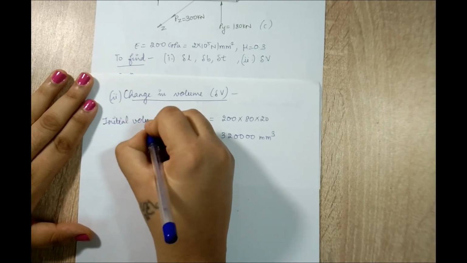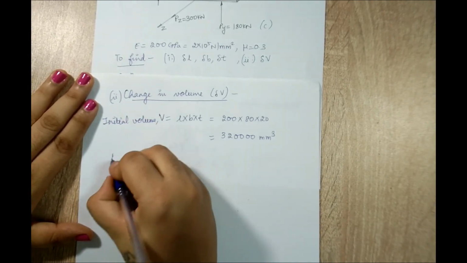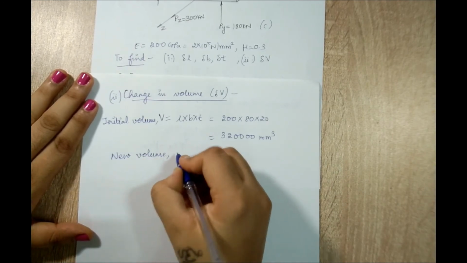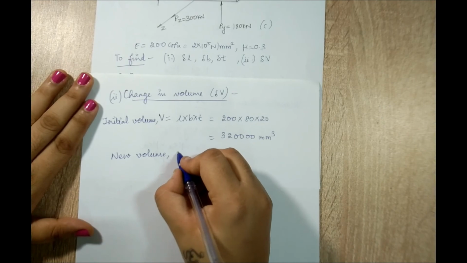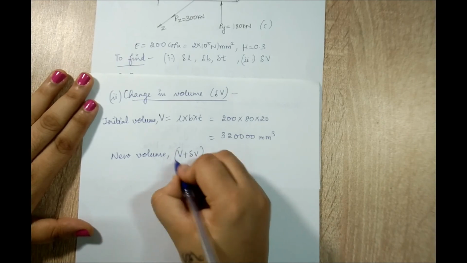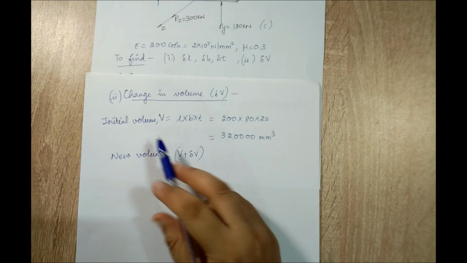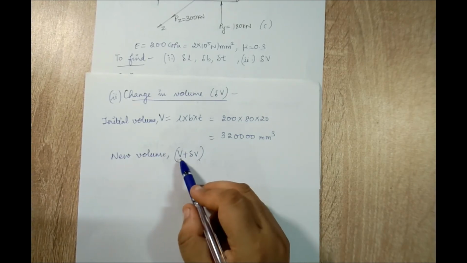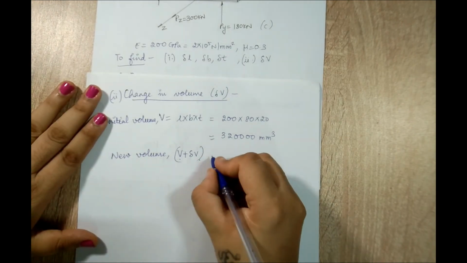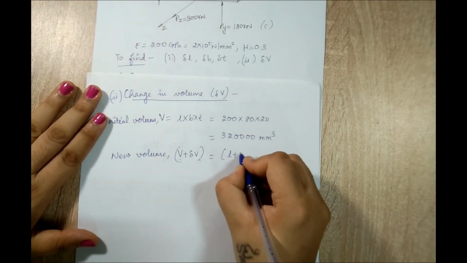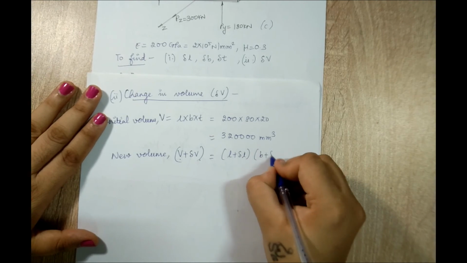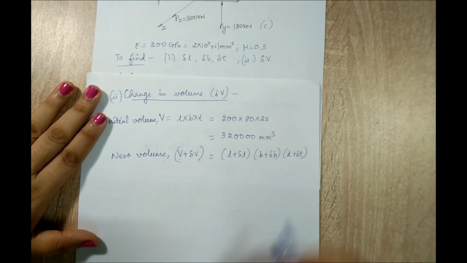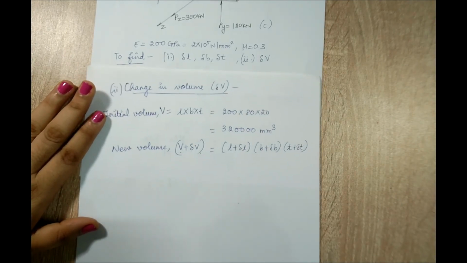If I have to calculate the change or the new volume that I obtained because of these loads acting on the body, I'll calculate the new volume, which will be V plus delta V. V is the original or initial volume, and there will be some change, some addition in volume. So I will get this value as L plus delta L into B plus delta B and T plus delta T. You just have to add all the values to the initial value and multiply.